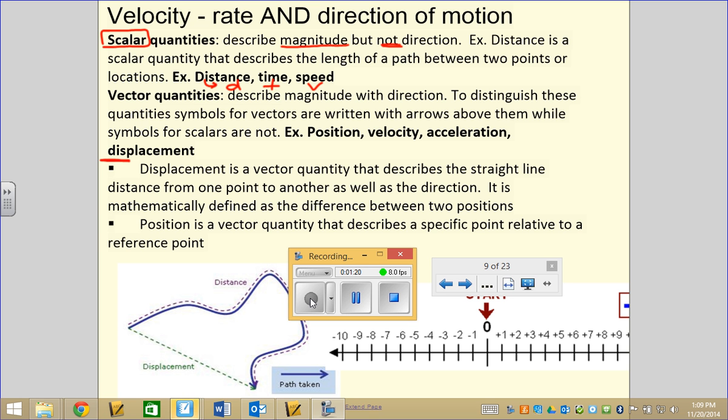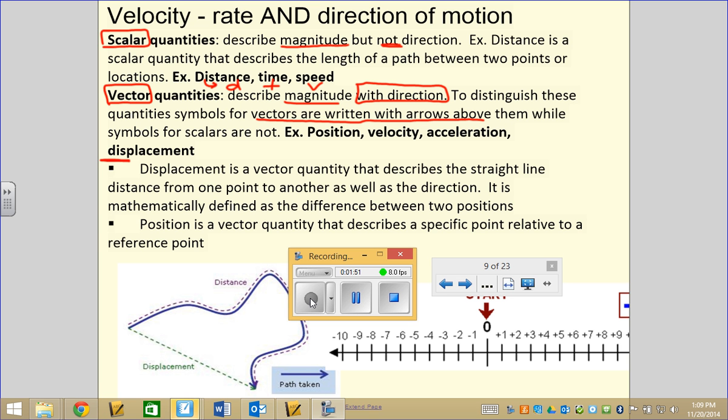Now when we talk about vector quantities, which is what we're going to talk about for the next couple of sections, a vector quantity describes the magnitude and the direction. So that means we're going to have an actual number plus we're going to have a direction. So that we can tell the difference between something that is a vector quantity and something that is scalar, the symbols for vectors are written with arrows above them.